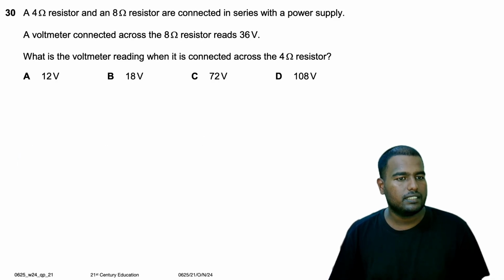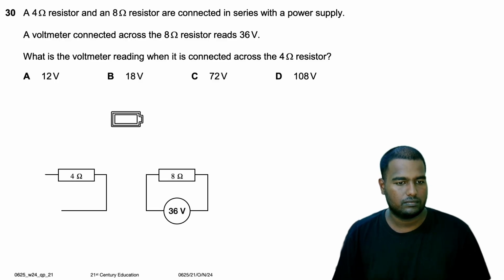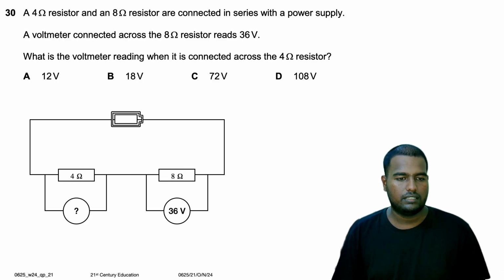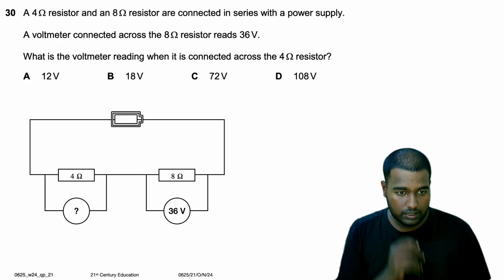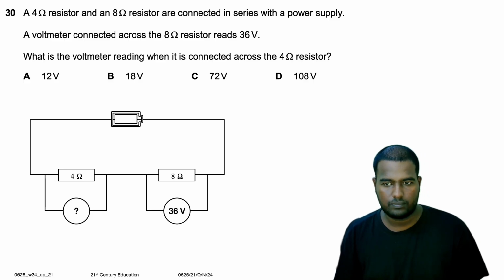A 4 ohm resistor and an 8 ohm resistor are connected in series with the power supply. A voltmeter connected across the 8 ohm resistor reads 36 volt. What is the voltmeter reading when it is connected across the 4 ohm resistor? Okay, now this is a circuit. The voltage across the 8 ohm resistor is 36 volt. What is the voltage across the 4 ohm?